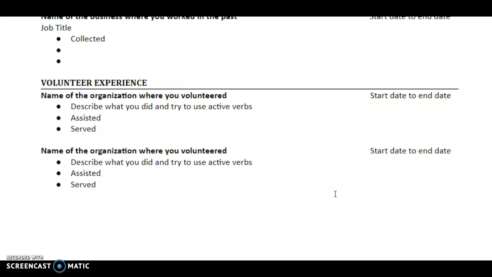Again, you want the approximate start dates and end dates. Maybe it's just a seasonal thing. You can certainly include that. Again, the bullet points should be active verbs explaining what you did with that experience.